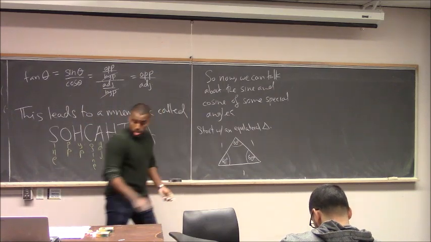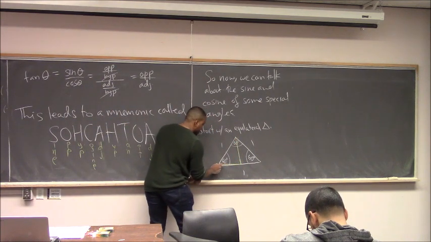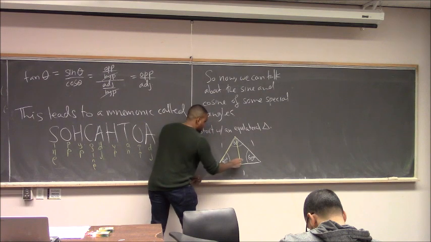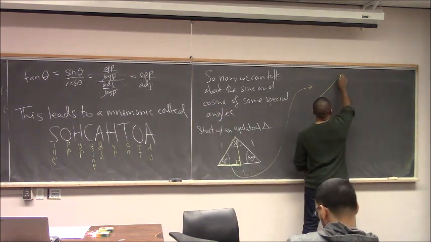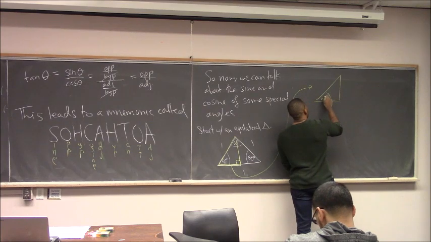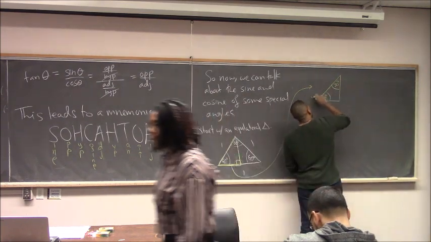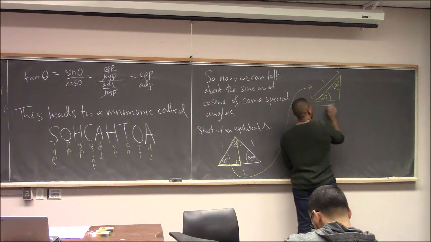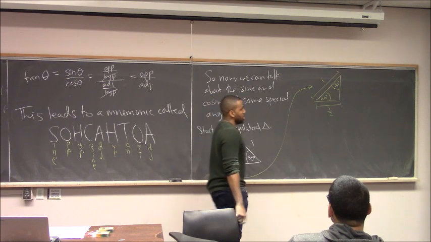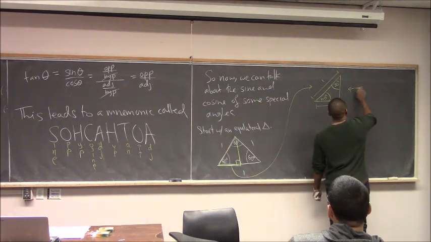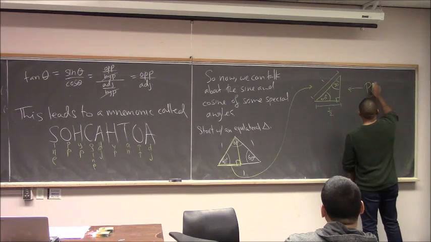Now what we can do is slice this guy in half, exactly. And that leads to this triangle, where this is 60, that's 30. The length here is 1, the length here will actually be a half, and then we can figure out the length here because it's a right triangle, so we can use Pythagoras' theorem.